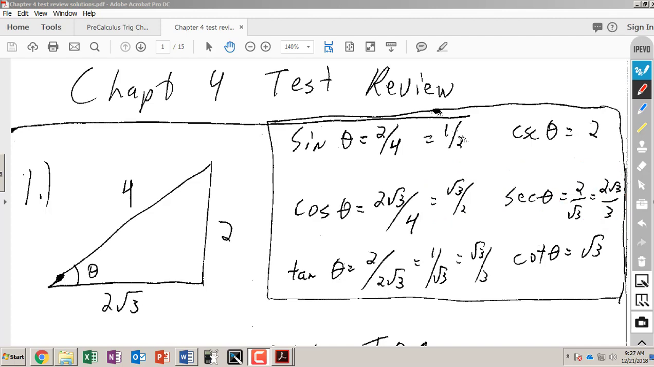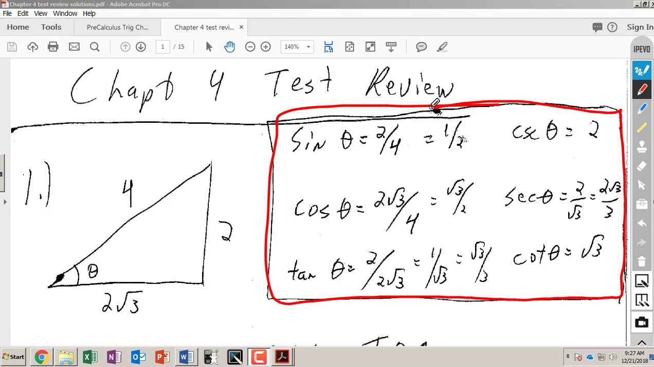Okay, now when I do the tangent, I'm going to use this one because it's a lot easier to take its reciprocal. So the reciprocal of 1 over the square root of 3 is just the square root of 3, and that's going to give me my cotangent. So that is the reciprocal of the tangent. So now here I have all 6 trigonometric functions using SOHCAHTOA.